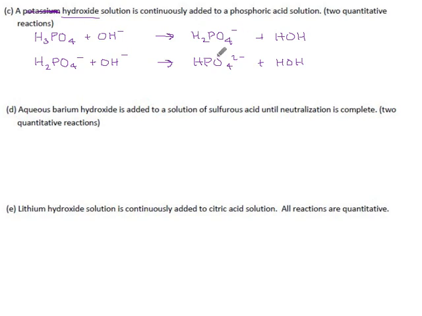Apparently this is all they want, but I'll write the obvious just in case you'd like to see it. If we have hydrogen phosphate and we continue dumping hydroxide on that, this will give up its last hydrogen, become the phosphate ion, and we will get yet more water.